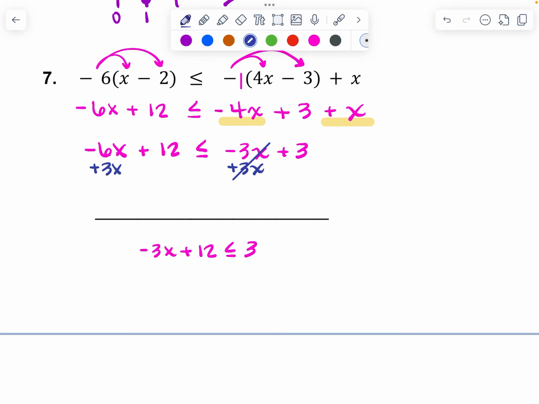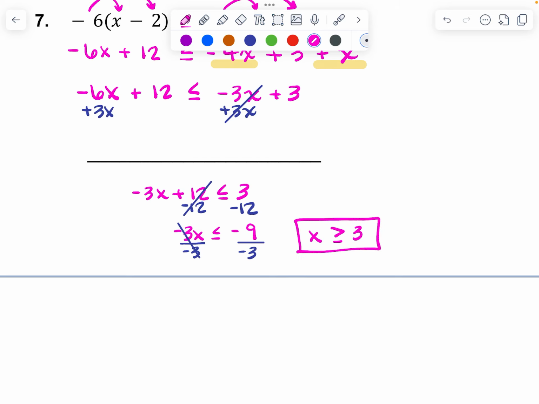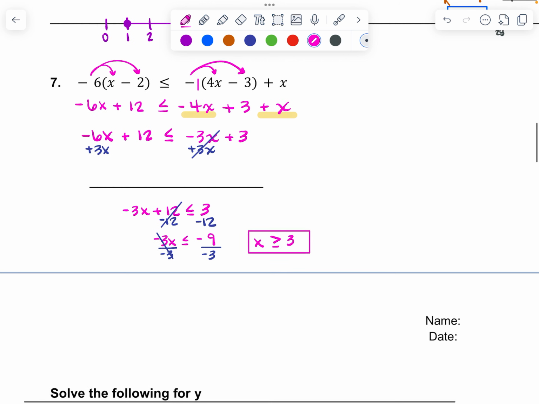All right. Then we got a basic two-step equation, so we're going to subtract the 12. So that brings down our negative 3x is less than or equal to negative 9. And then, of course, our last step is to divide by negative 3. Again, little bells should be going off because we're dividing by a negative, which is going to give us x. And I got to flip that inequality, and that would be a positive 3. So x is greater than or equal to 3.